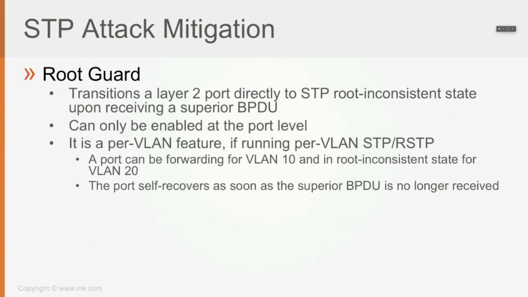And it's a per-VLAN feature, which means that a port may be in the root-inconsistent state for VLAN 10, but in forwarding state for VLAN 20, because the violation occurred only in VLAN 10. Like the attacker wanted to become the root bridge only for VLAN 10, not for all VLANs. As opposed to other features we've seen before, like BPDU guard and port security, the port is going to self-recover from the root-inconsistent state as soon as the violation stops, which means as soon as the switch stops receiving a superior BPDU on that port.